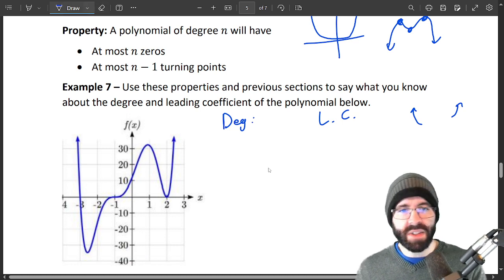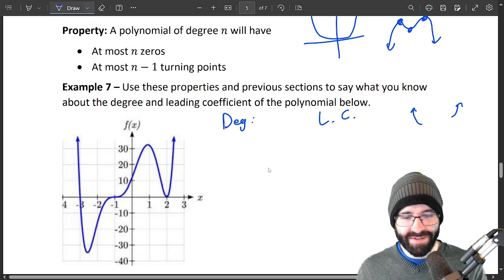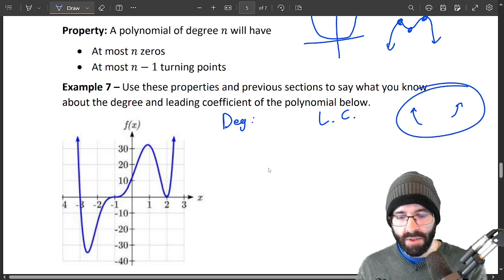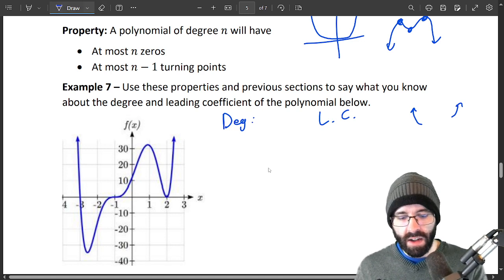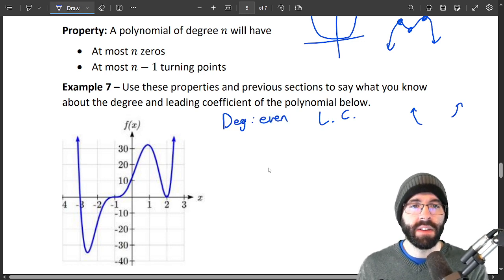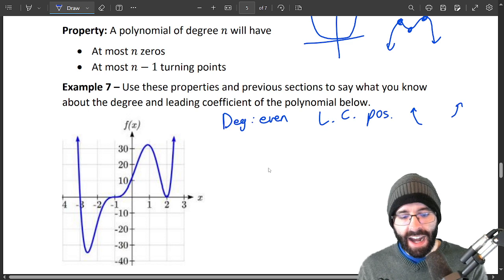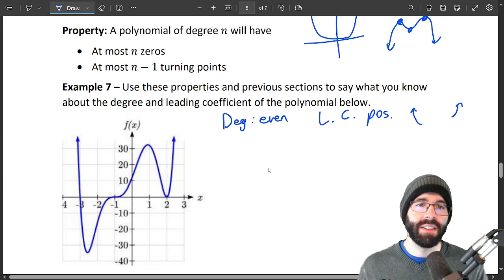All right, we're skipping to the back of the book. Well, if it looks like this, remember that looks kind of like a positive quadratic. The degree has to be even. The leading coefficient has to be positive. Otherwise, it wouldn't look like this.